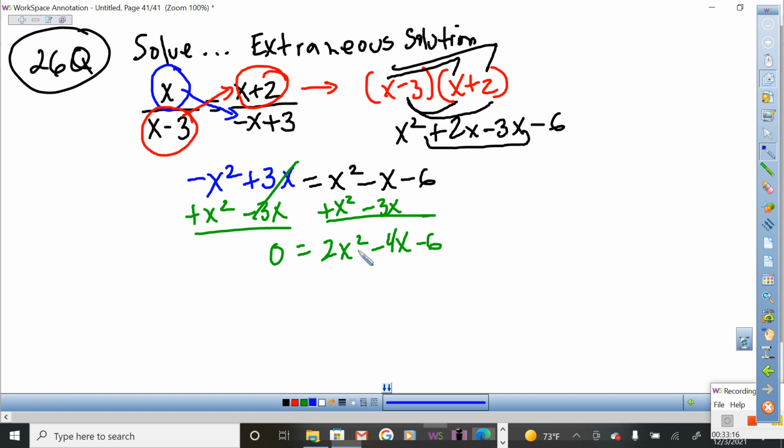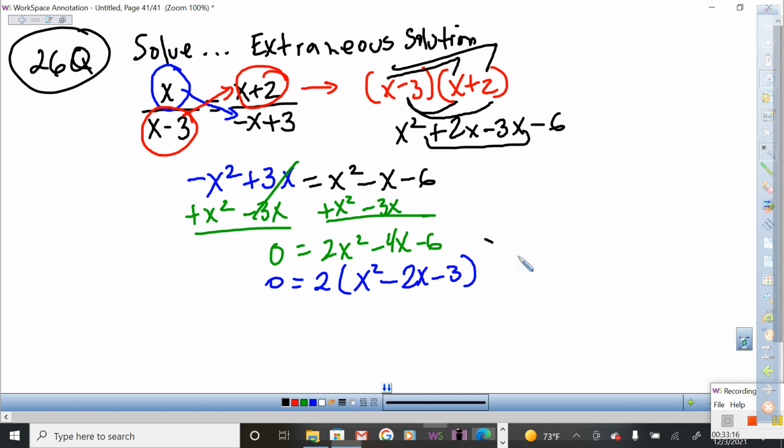Alright, let's factor. Before I do the power rangers, can we take GCF here? Yes, GCF is 2. We're left with x squared minus 2x minus 3, all that equal to 0. Then, factors of negative 3 that add up to negative 2. Negative 3 and 1, yeah. So my factors are x minus 3, x plus 1, and times 2.